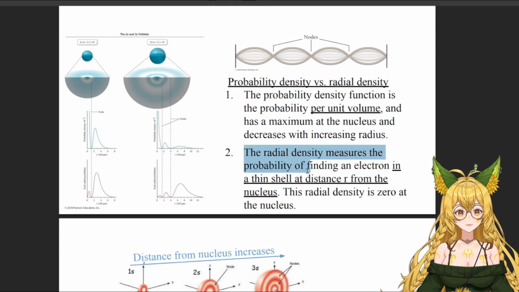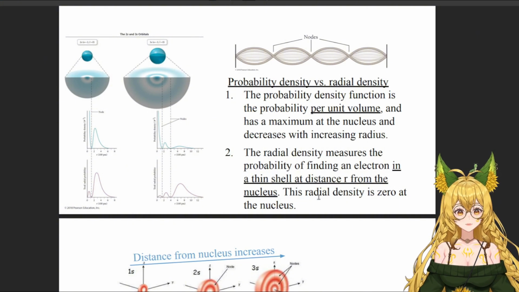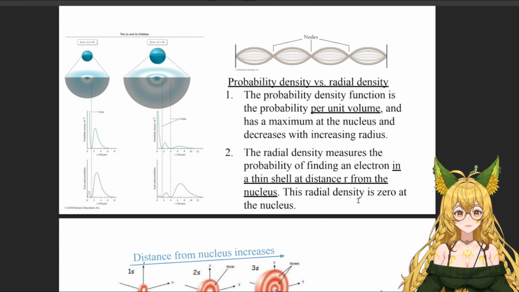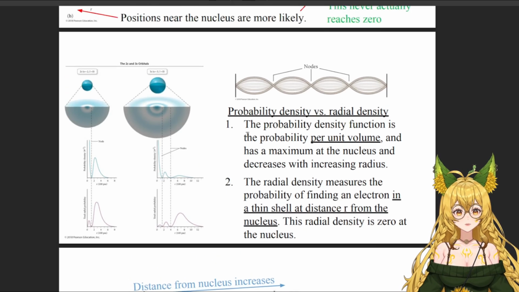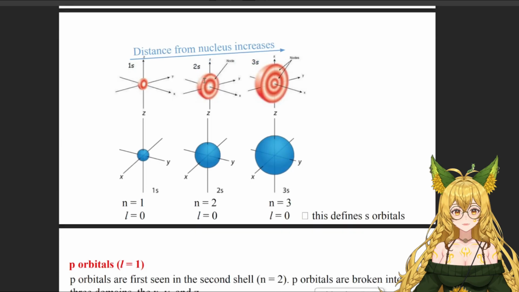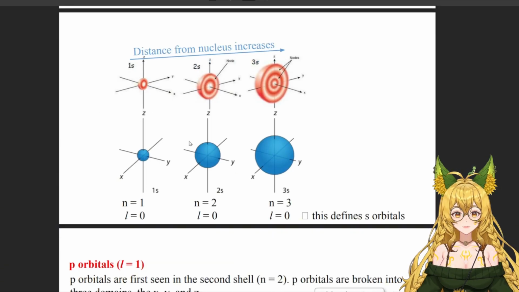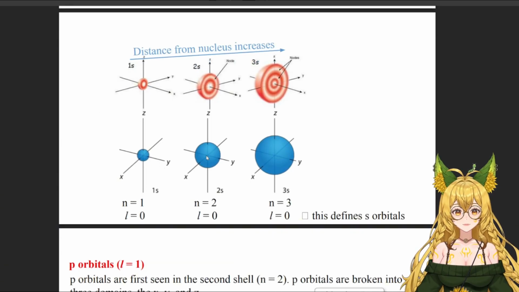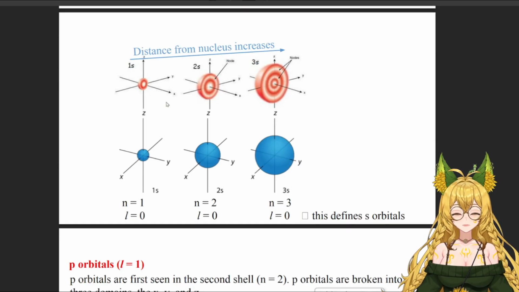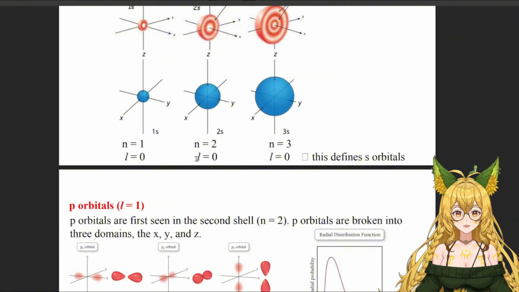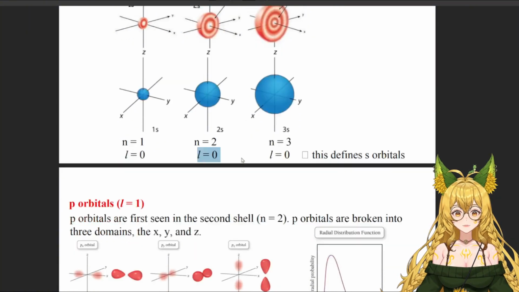The radial density measures the probability of finding an electron in a thin shell at distance r from the nucleus. So this radial density is 0 at the nucleus. So the radial density is also going to change depending on where you are, as the distance from the nucleus increases, right? We got a 1s, a 2s, a 3s, and this is what those s orbitals kind of look like, right? So l equals 0 means an s orbital.